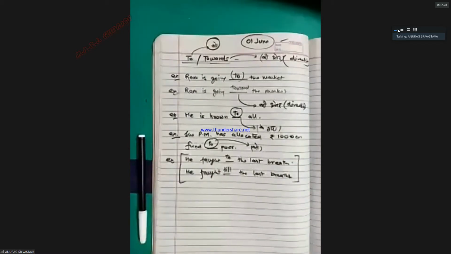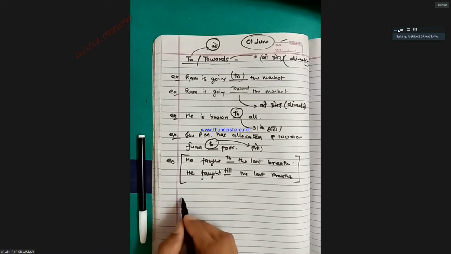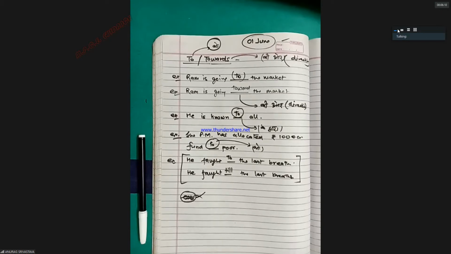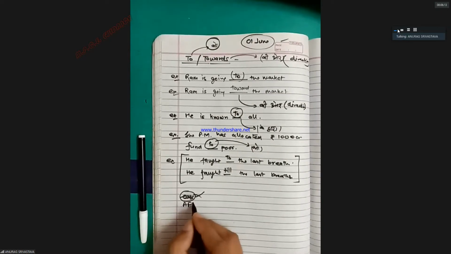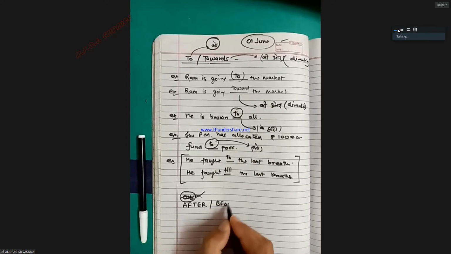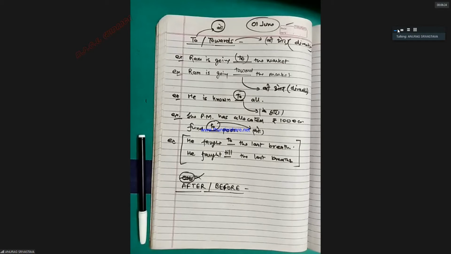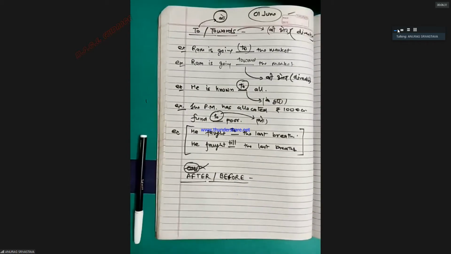Okay, so that is the general use of to and towards. Now move to another example, which is on. We have done on already, it is completed. So move to the next, after and before. This is another kind of preposition which we need to place. It has different senses and different types of sentences.